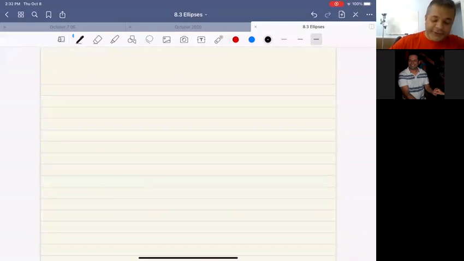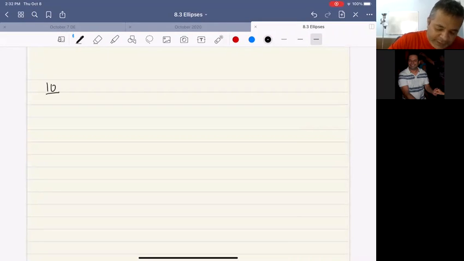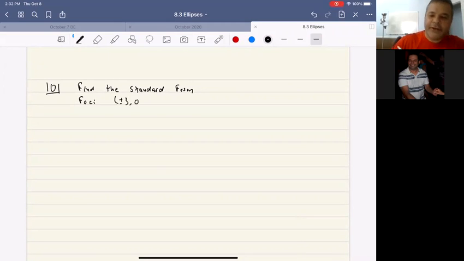All right, welcome back. So the first problem we're going to look at is number 10. It says to find the standard form of the ellipse. They give us our foci at plus or minus 3, 0. And we have one vertex at 5, 0.